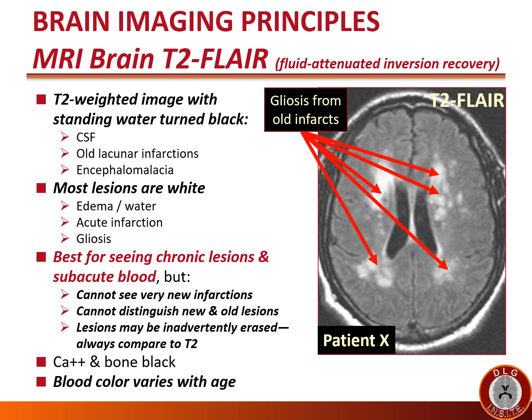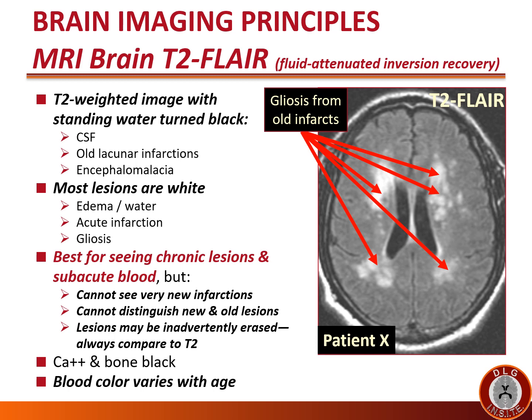FLAIR is an acronym standing for Fluid Attenuated Inversion Recovery. T2 FLAIR images are in essence T2 weighted images with standing water turned black. So CSF becomes black, old lacunar infarctions become black, and encephalomalacia turns black. But like T2 weighted images, most lesions are white, such as edema, water, acute infarction, gliosis.